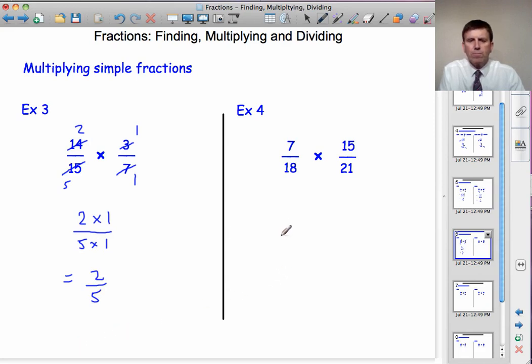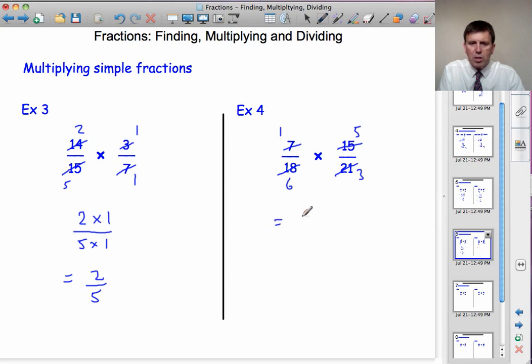Example 4. 7 over 18 times 15 over 21. Can we cancel? Well, 7 and 21 have a common factor of 7, so 7 goes into 7 once and into 21 3 times. How about 15 and 18? 3 goes into both of those, so I can cancel by 3. 3 goes into 15 5 times, and 3 goes into 18 6 times. You can cancel something on the top with something on the bottom.